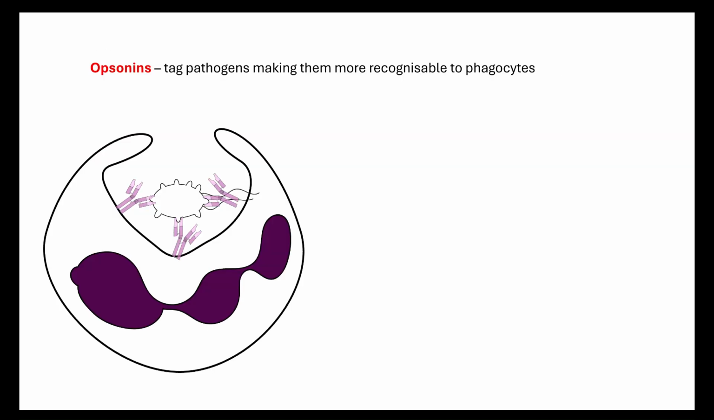So the other thing we need to note is that our phagocytes, now remember our phagocytes can be neutrophils and macrophages. What they also have the capacity to do is they have the capacity to recognize what's known as an opsonin. So opsonins are very specific chemicals which are going to tag our pathogens, making them more recognizable to the phagocyte.